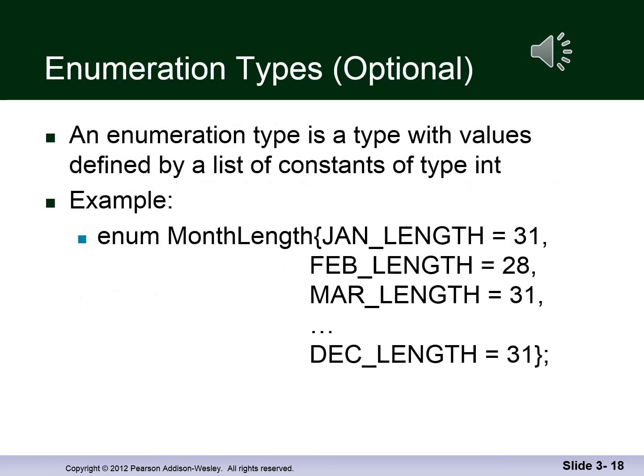This slide presents a new data type, the enum or enumeration type. It's a type with values defined by a list of constants which are all integers. So an example of a declaration of an enum called month length, and this is how you declare it. You need the brackets, January length equals 31, February length equals 28, comma in between each one, and you would go through all of the 12 months designating the length of the month.